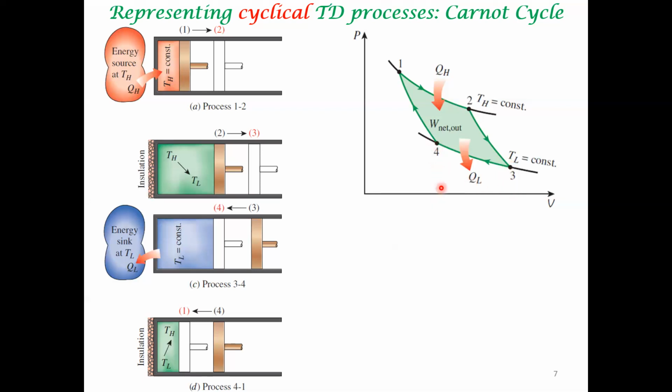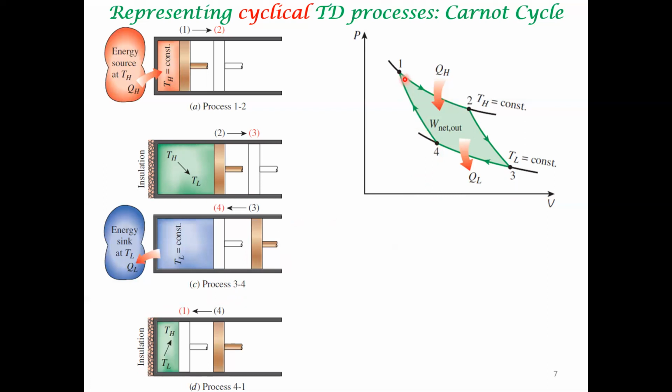So it's an isothermal compression by rejecting heat to a low temperature reservoir. Again, in the fourth process, 4 to 1, what you have done is you've insulated this piston again, and then there is adiabatic compression. So this adiabatic compression increases the temperature from TL to TH.